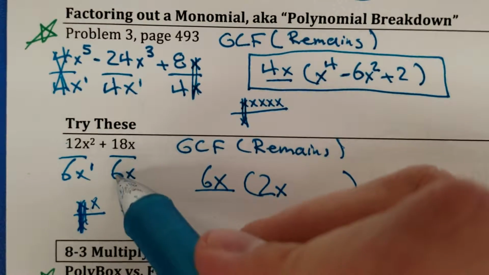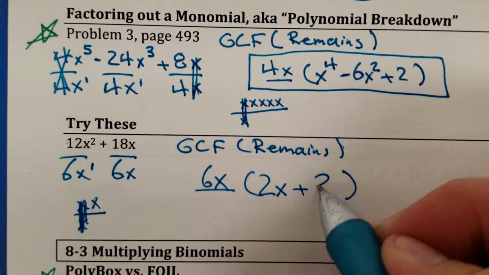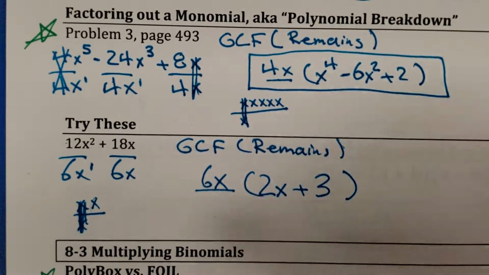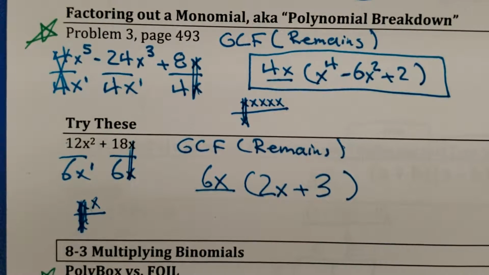Okay. 18 divided by 6 is a 3. Positive 3. Don't forget to bring the operations along with the math. X divided by X cancels. There you go. Done. Look how fast that goes.